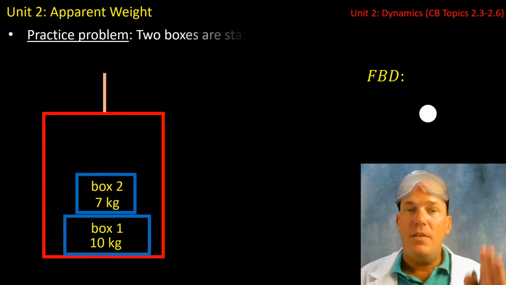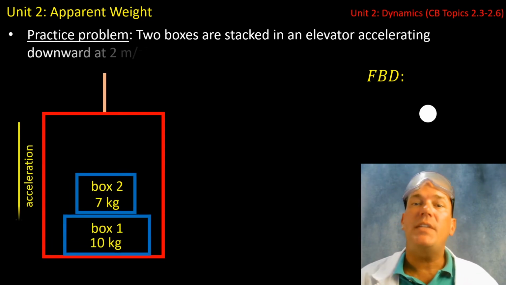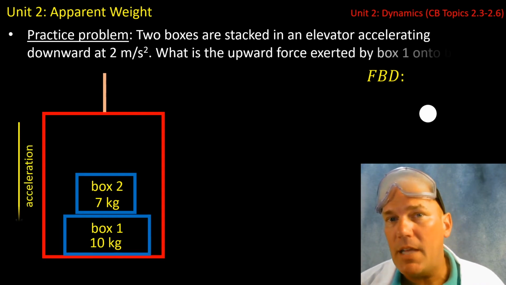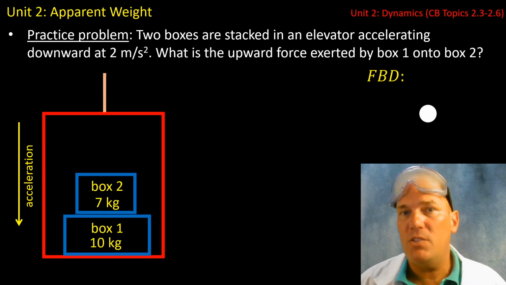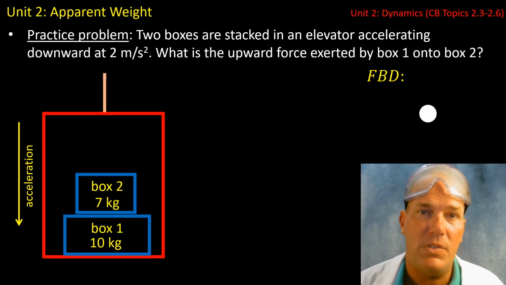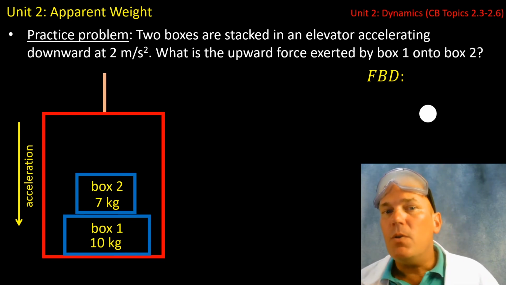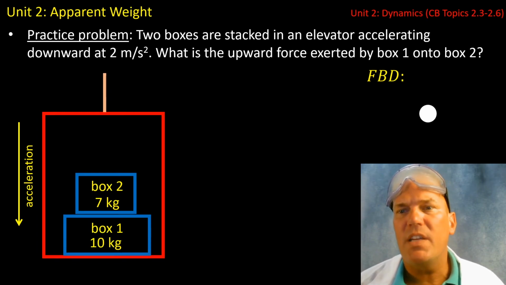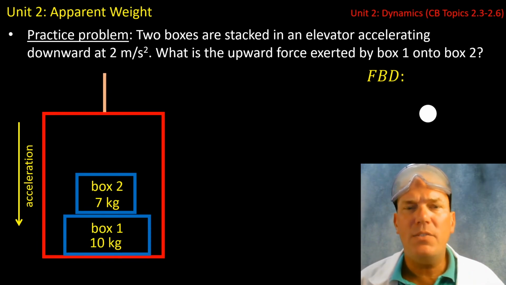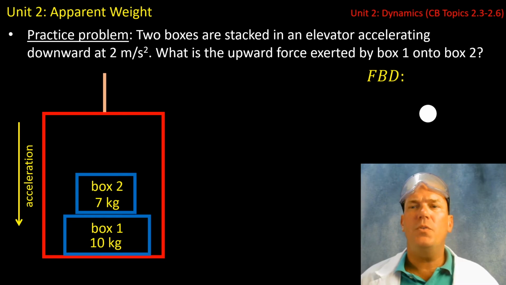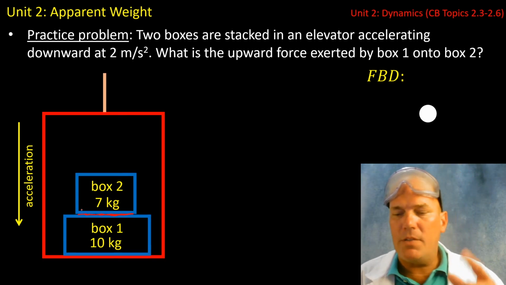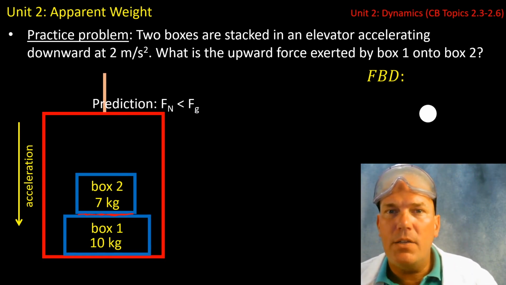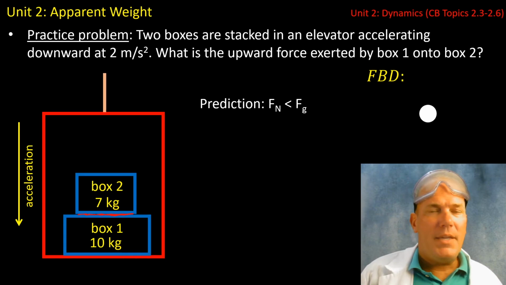Now we have two boxes that are stacked in an elevator accelerating downward. So we're given a value. This downward acceleration is 2 meters per second per second. You are asked, what is the upward force exerted by box 1 onto box 2? By box 1 onto box 2, right here is what you're asked about.